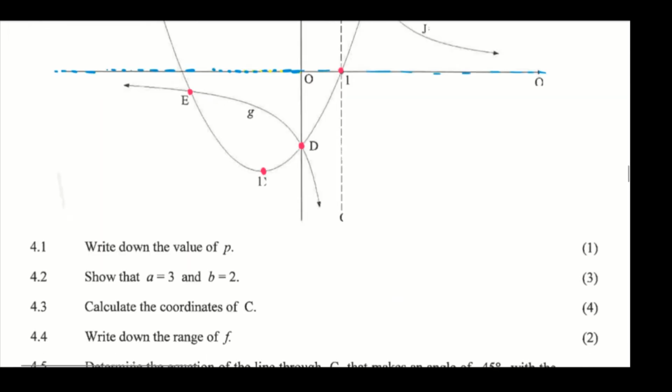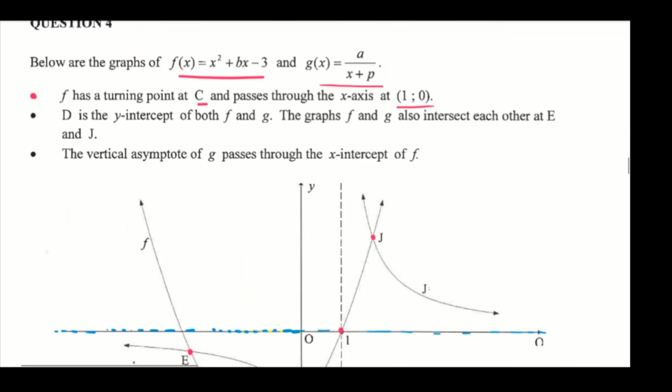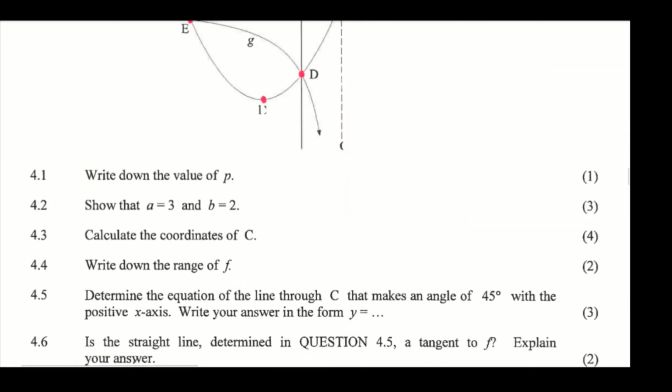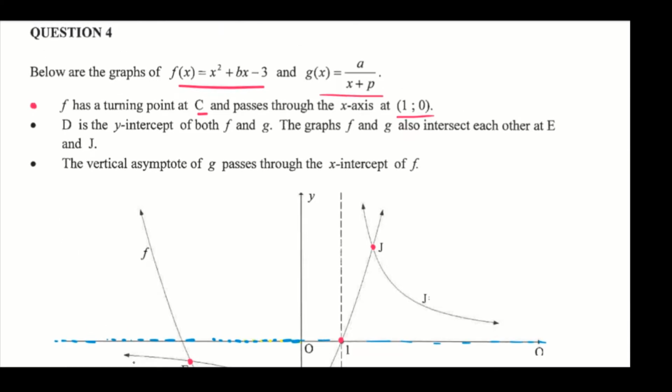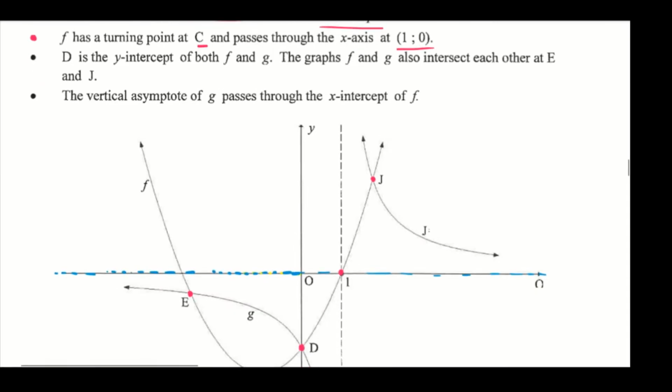Now what we have here is 4.1. We are told to write down the value of P. Let's see what they're looking for. So the value of P is basically this one here, right? So that's basically the vertical asymptote, right? But P is not it, it's just the value on its own. So this is the vertical asymptote. We are given the vertical asymptote to be equal to 1, right?